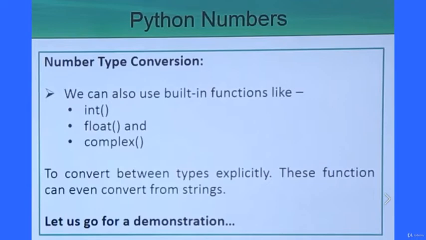Number type conversion. From one type to another, we can do the conversions accordingly. We can use built-in functions like int, which will convert to the respective integer, float, and complex. To convert between types explicitly, these functions can even convert from strings. So it can take a string as input and convert it to an integer in this case, convert to float in this case, and convert to a complex number using this particular complex function. Let us go for one demonstration where we will discuss how these numbers can be operated and handled, and how typecasting is done in our Python coding.